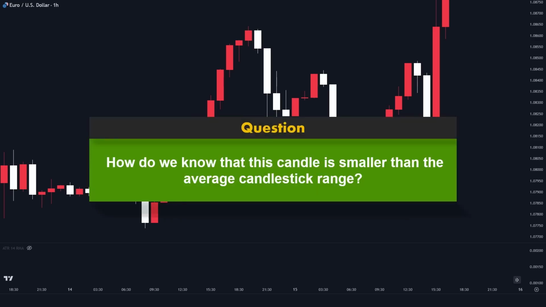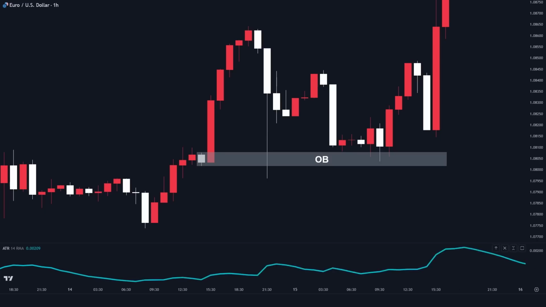But how do we know that this candle is smaller than the average candlestick range? We will measure it by applying the ATR indicator on the chart. The average true range, or ATR, is an indicator that measures market volatility. It gives you the average size of the previous 14 candles in default settings.